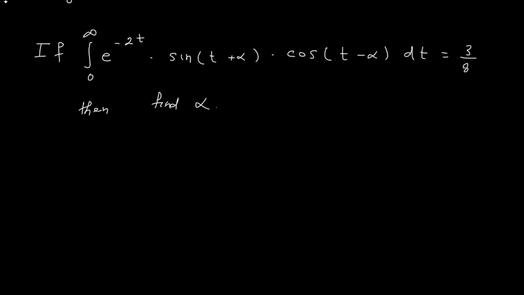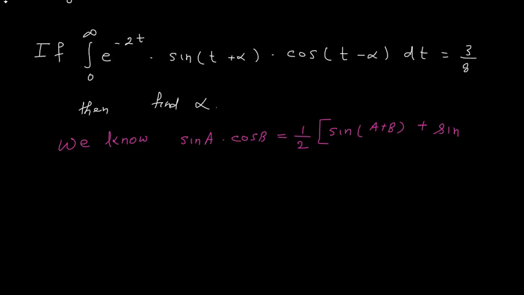So let us first write the formula. We know that sin A into cos B is equal to 1 by 2 [sin of (A plus B) plus sin of (A minus B)].